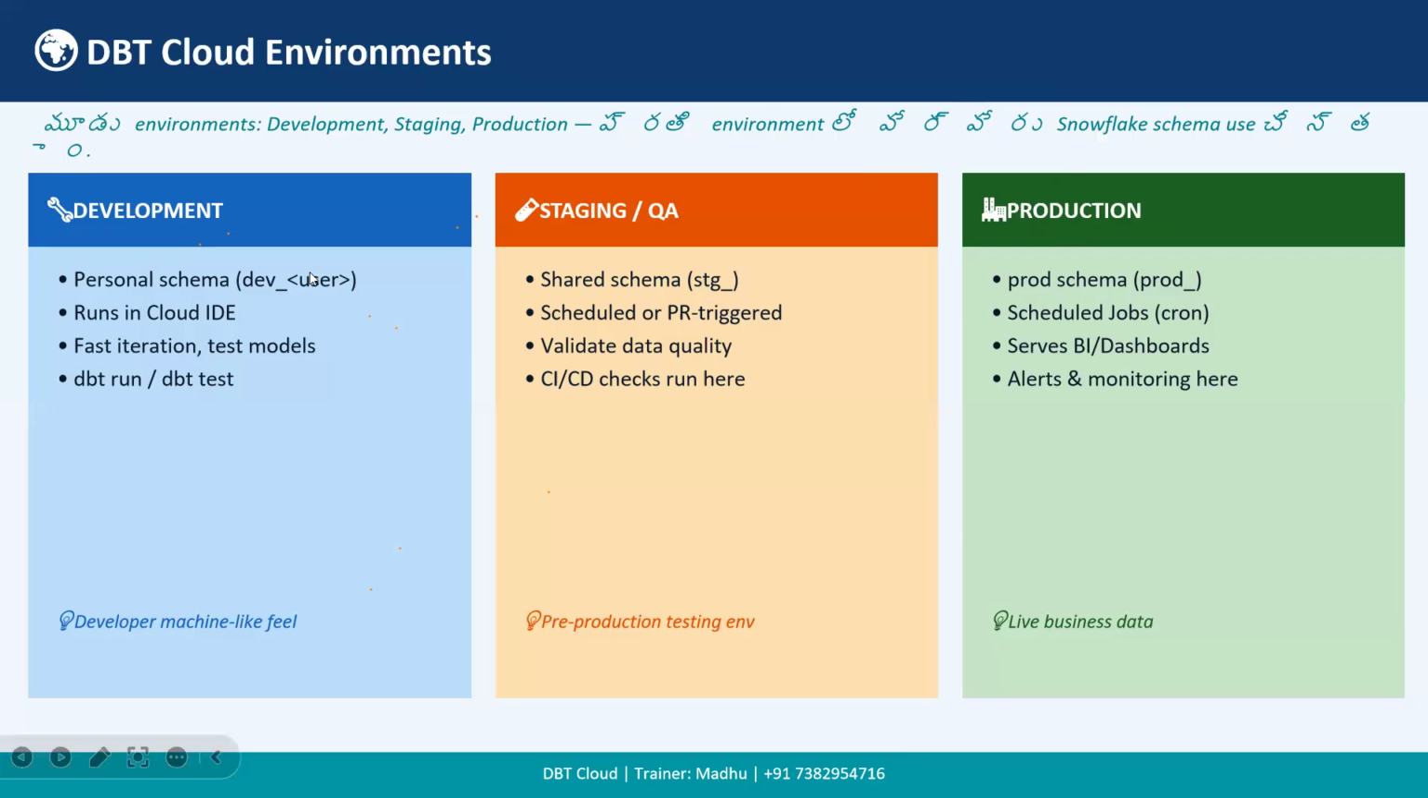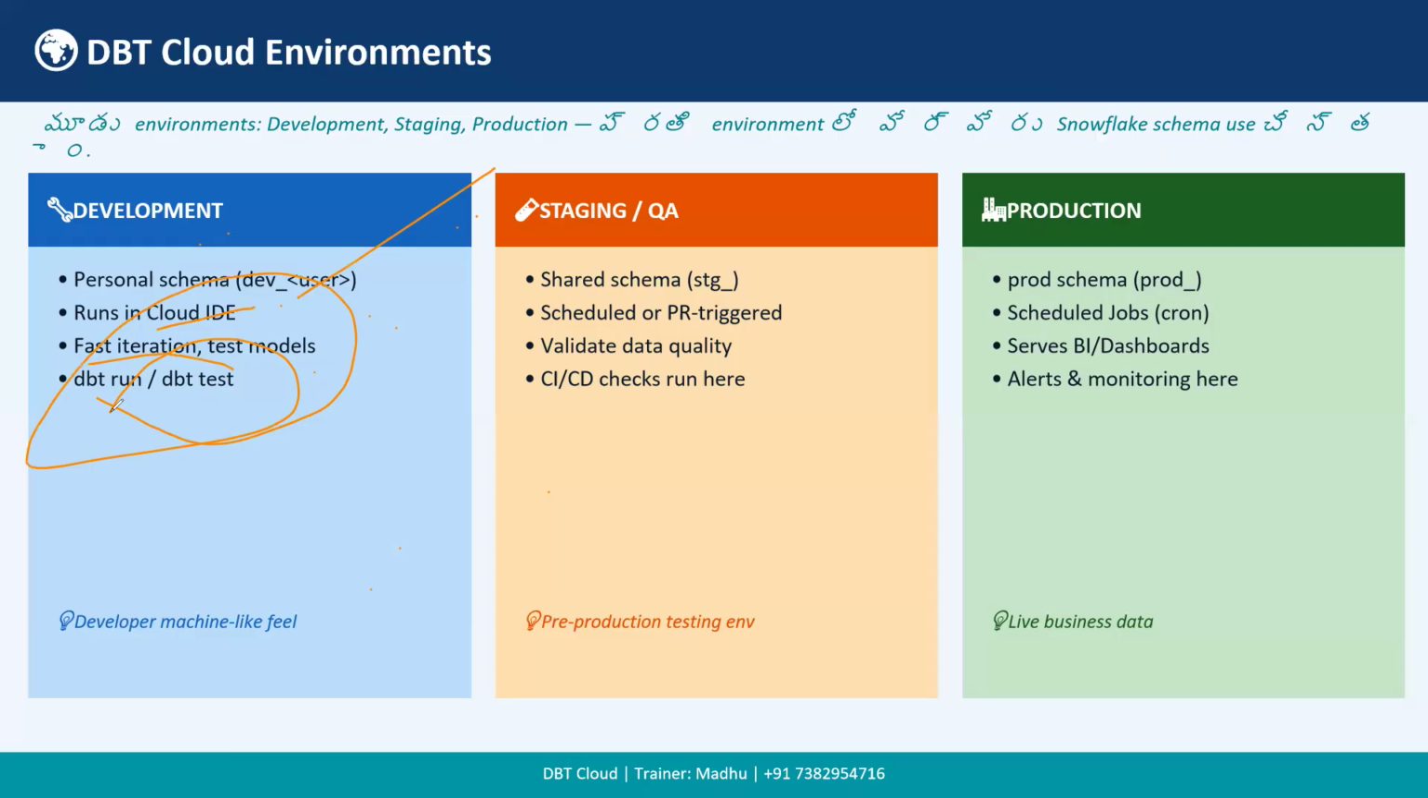Here's the reason. I'm the user Madhu. When I go to work on DBT, I'm going to have one schema. That schema name is like dev underscore my name. It runs in the Cloud IDE for fast iteration and testing models. DBT run and DBT test are the commands. We have the models; if you want to run a model, we use the DBT run command.